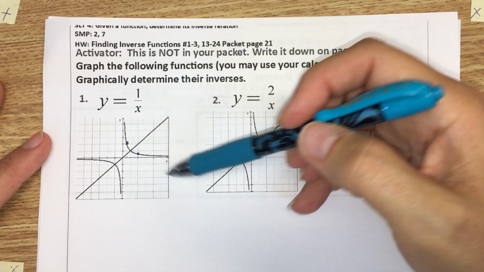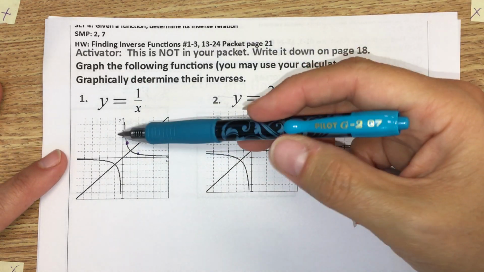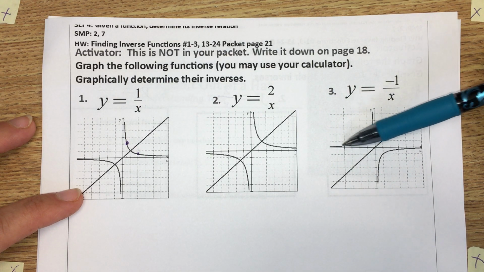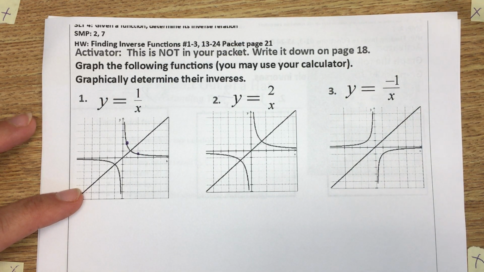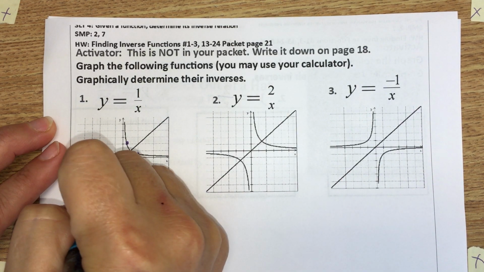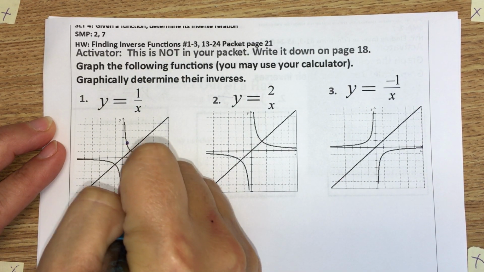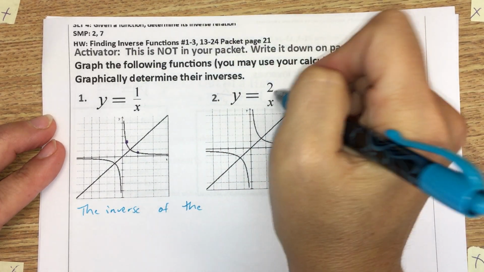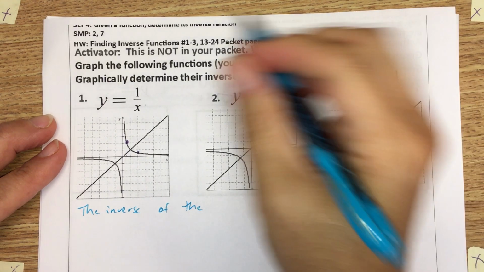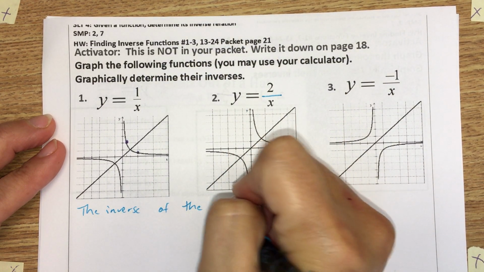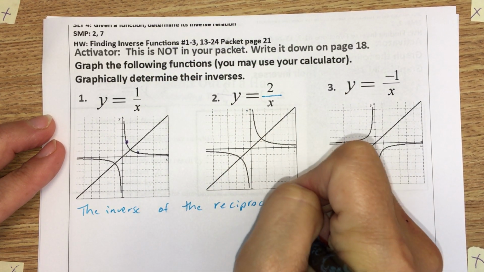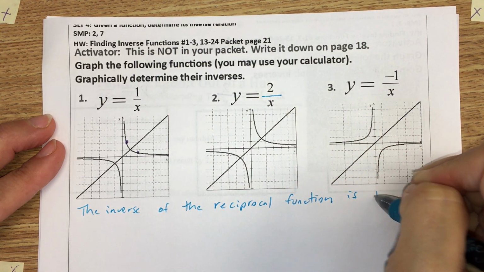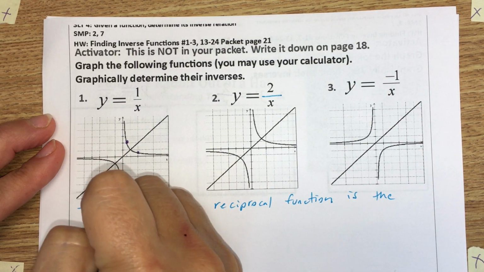So what happens is that the graph, even when it's reflected, you kind of can see this if you can imagine folding these graphs in half. Specifically with number 3, this piece would line up perfectly. And what we find is that the inverse of this type of function, so what is this function called? 1 over x. This is called the reciprocal function. The inverse of the reciprocal function is the reciprocal function.